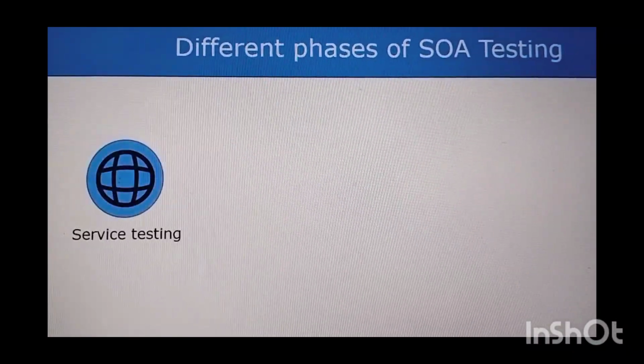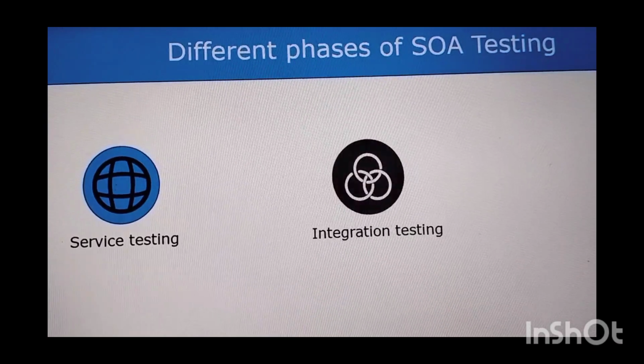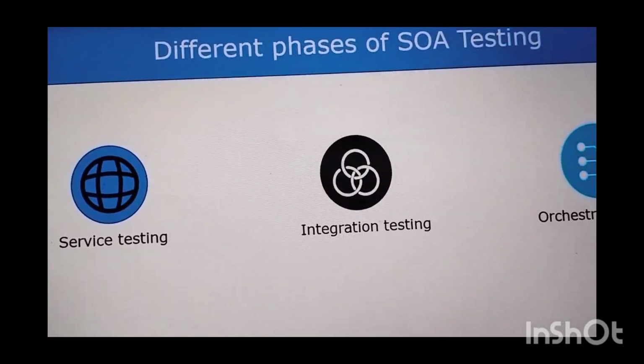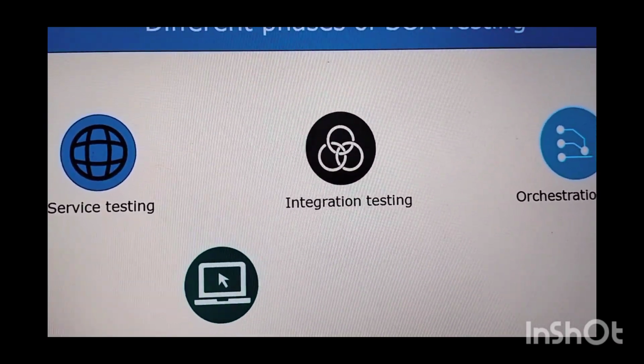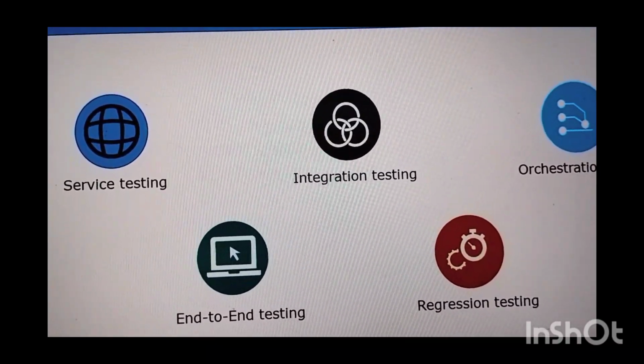Different phases of SOA testing are service testing, integration testing, orchestration testing, end-to-end testing, and regression testing.